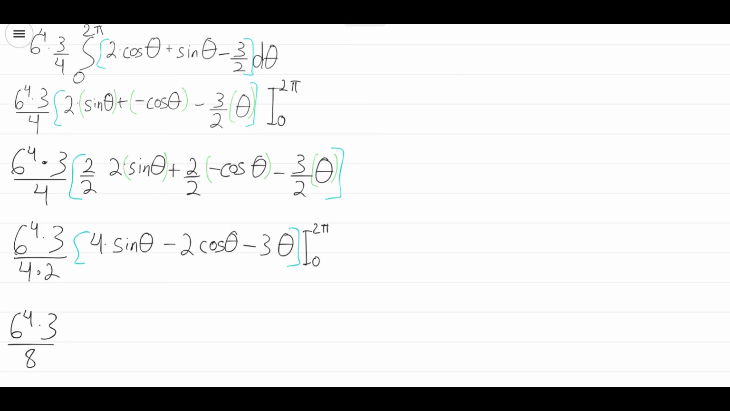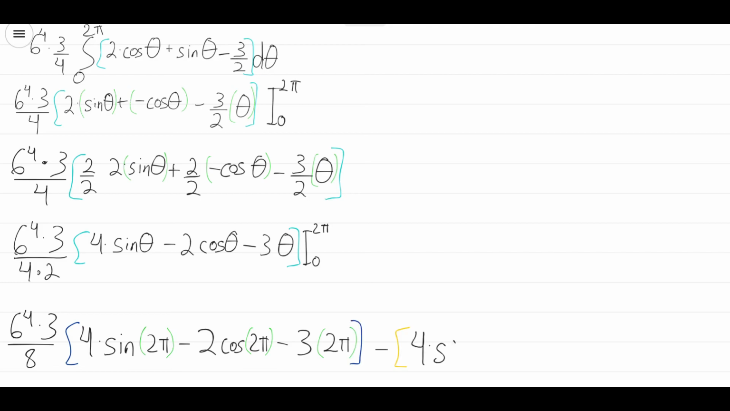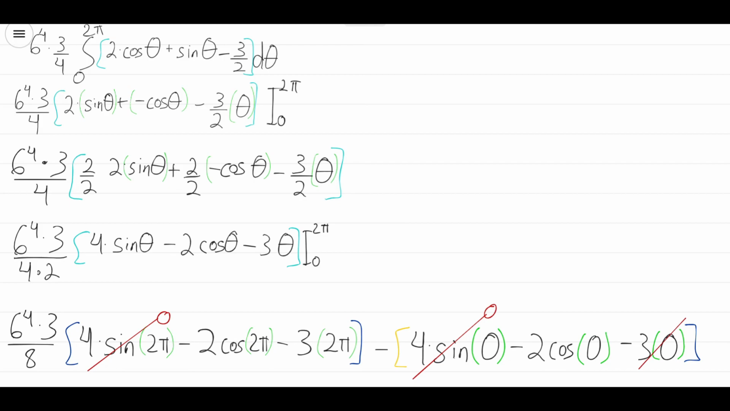And now 6 to the 4th times 3, 4 times 2 is 8. We're left with 4 sine of 2 pi minus 2 cosine of 2 pi minus 3 times 2 pi, minus 4 sine of 0 minus 2 cosine of 0 minus 3 times 0. So all I did was just plug in everything. Sine of 0 zeroes out, 3 times 0 zeroes out, and I get this from the unit circle. And now we compute in my calculator.